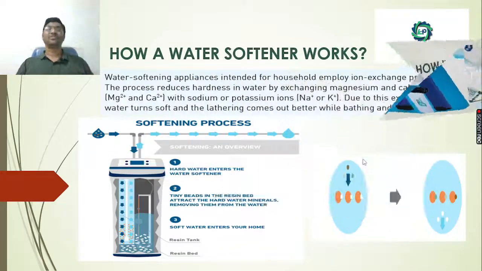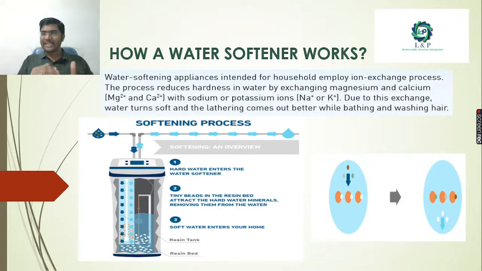How does a water softener work? Let's try to understand it with the ion exchange process. The hardness of the water is due to the presence of magnesium and calcium. The sodium or potassium present in the resin tank absorbs these magnesium and calcium ions. Because of this exchange, the hard water turns into soft water, so it is easy for bathing and washing hair.